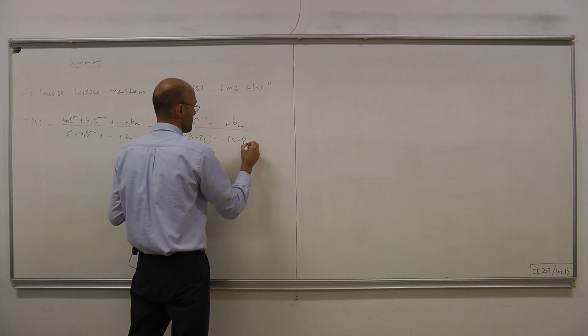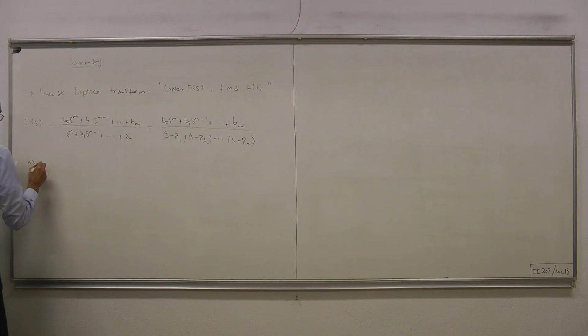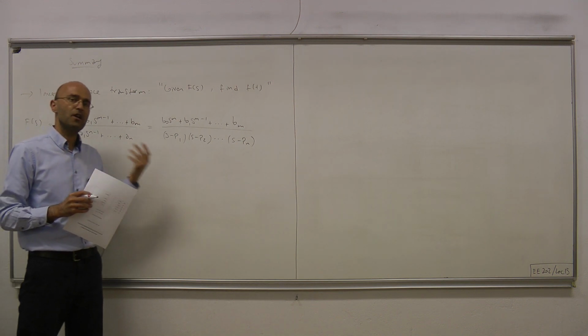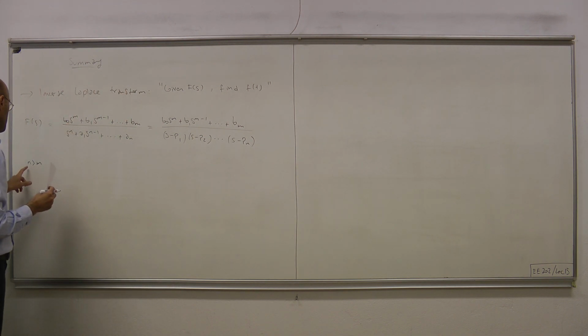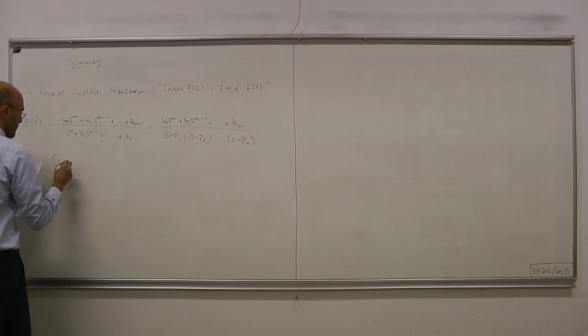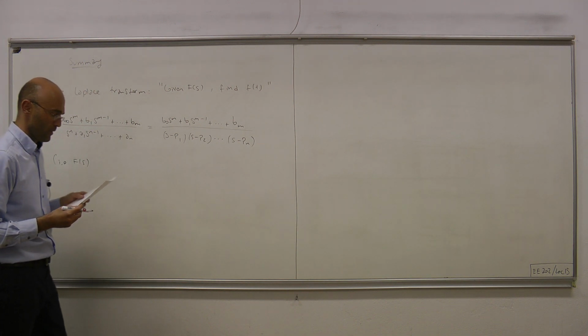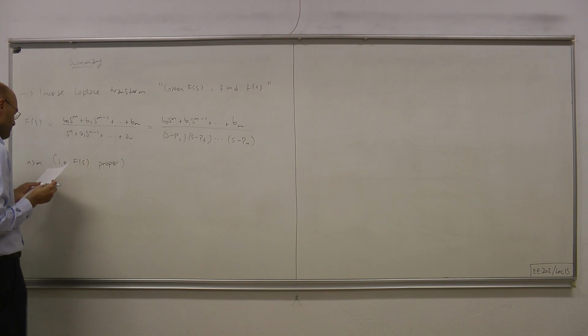Up to (s - pn), okay? And we consider the case that n, the degree of the denominator polynomial, is strictly larger than the degree of the numerator polynomial. That is, n is greater than m. Such an F is called a proper rational function. F(s) is proper.